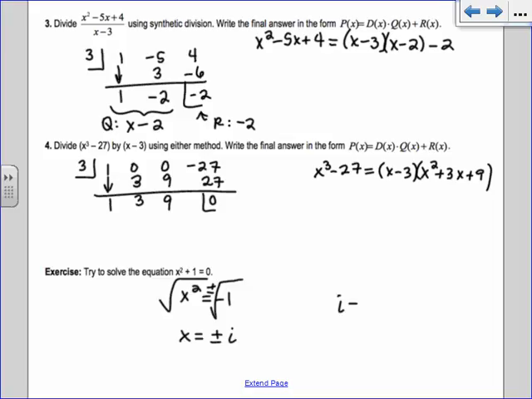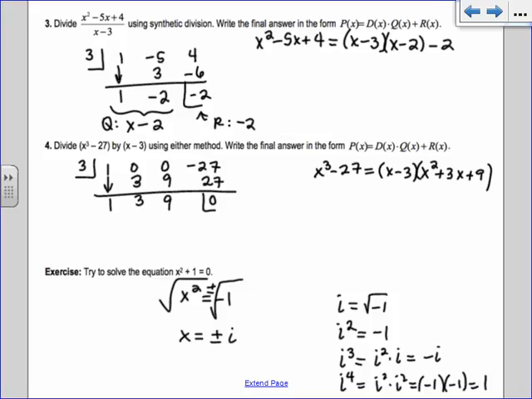So remember, i is equal to the square root of negative 1. So what is i squared? Negative 1. What is i cubed? What's the simplest way to write that? It's i squared times i, so it's negative 1 times i, so we write negative i. And then i to the 4th. What's i to the 4th? 1. It's 1, because it's i squared times i squared, which was negative 1 times negative 1, which is 1.